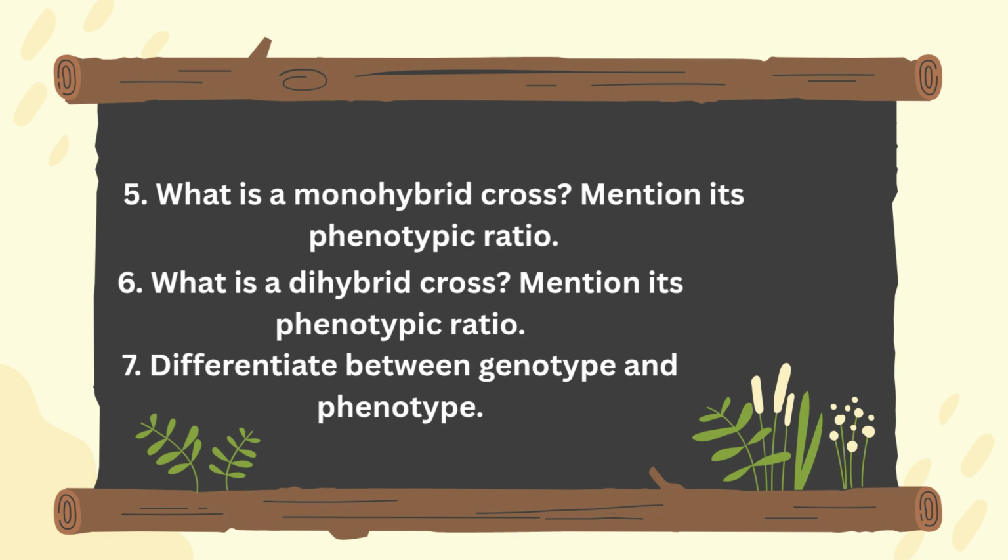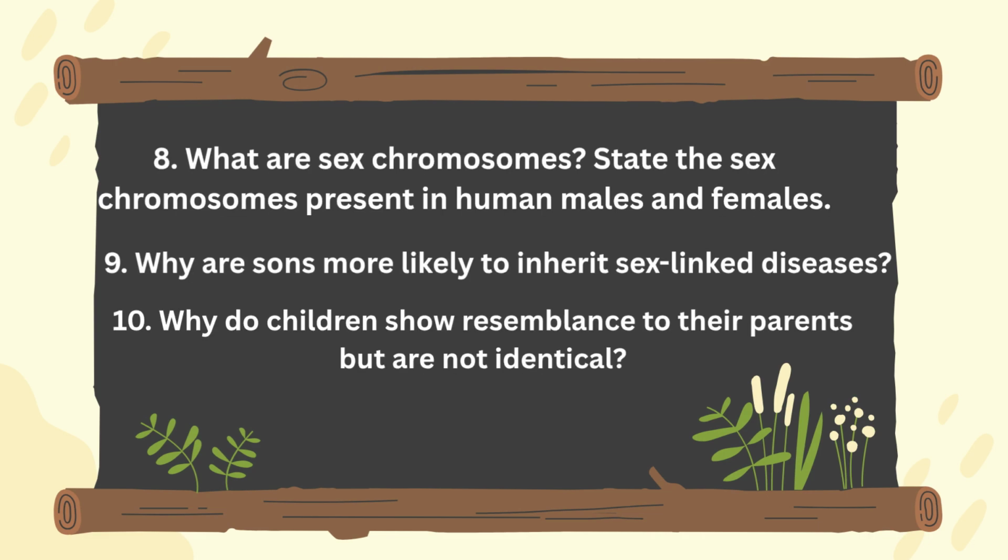Fifth one is what is a monohybrid cross? Mention its phenotypic ratio. Sixth one is what is a dihybrid cross? Mention its phenotypic ratio. Seventh one is differentiate between genotype and phenotype. Eighth one is what are sex chromosomes? State the sex chromosomes present in human males and females.